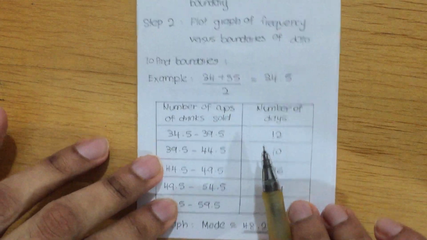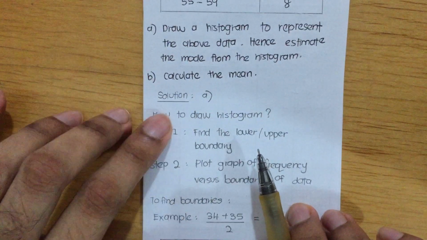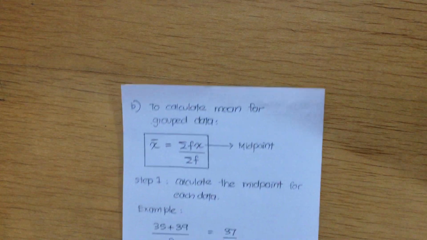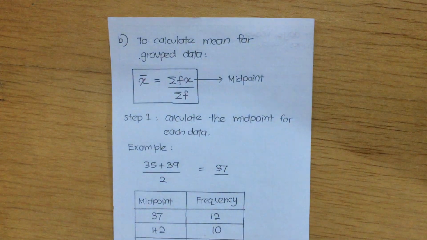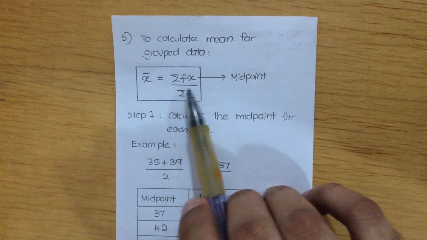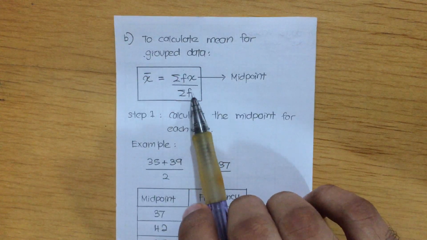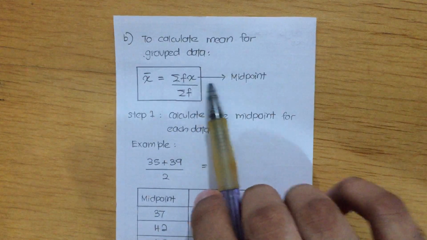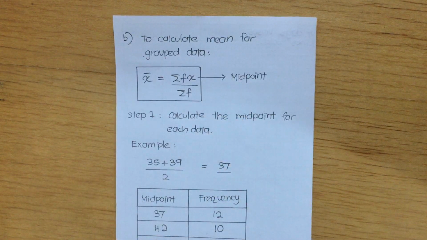Okay, now we will proceed to question B, which is to calculate the mean, guys. Let me turn to the next page. To calculate the mean for the grouped data, we have to use this formula. Mean is equal to the summation of fx divided by the summation of f. This f is the frequency, guys. In this case, x will be the midpoint of the data.